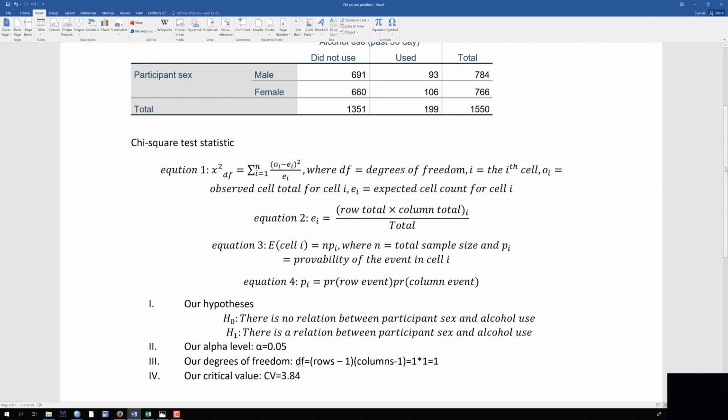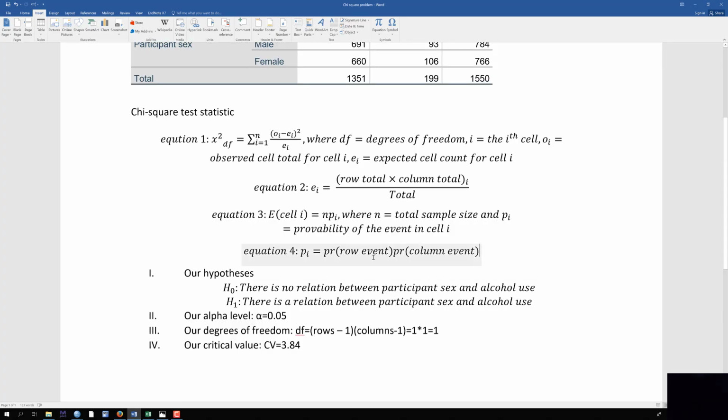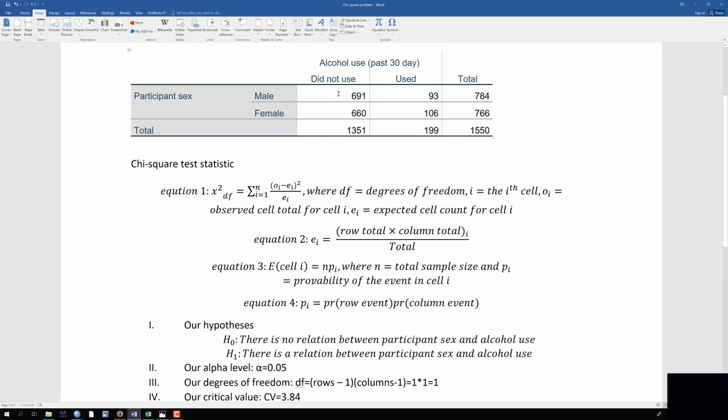And the equation for the probability would be, well, this is the multiplication rule. I could say, what's the probability of being in this cell 1? That's the same as the probability of being a male and the probability of not using alcohol. Because I use the conjunction and, that indicates multiplication. So it's the probability of this row event, which is the probability of being male, times the probability of this column event, the probability of not using alcohol.